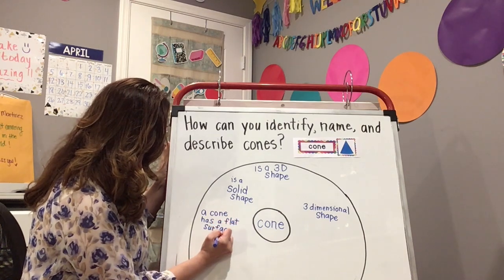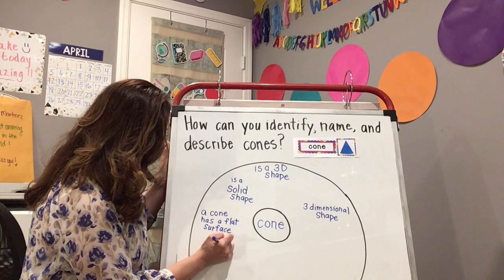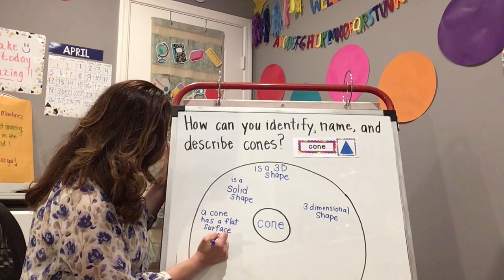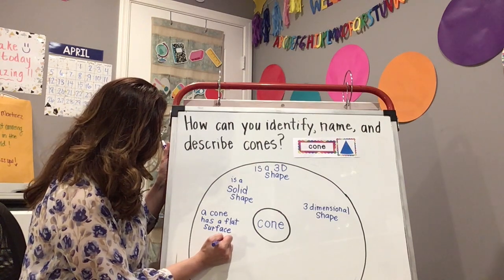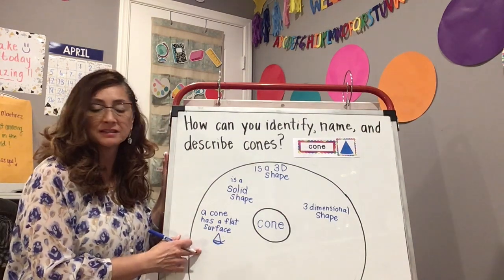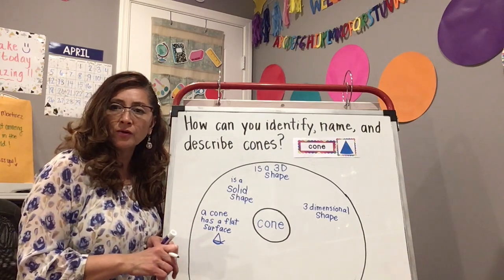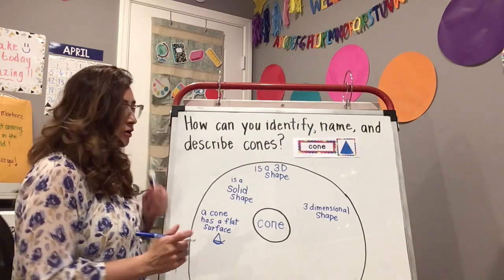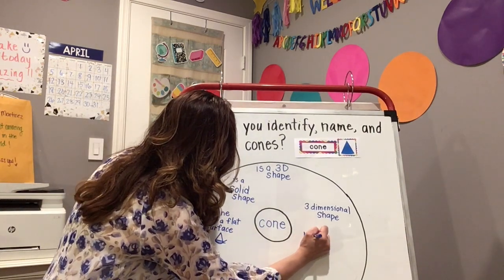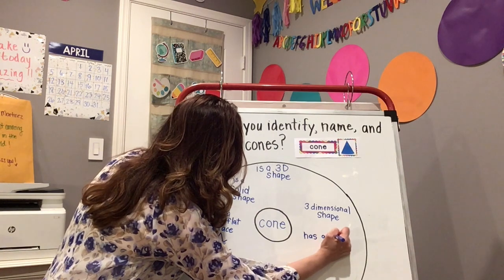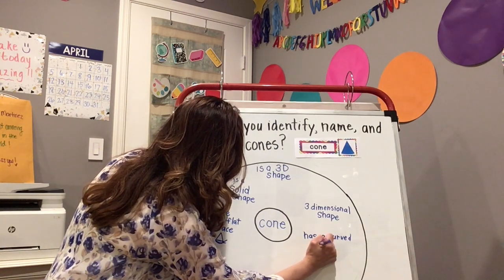And I'll draw it here, a cone. I'm going to draw a cone here. And a little arrow, so that we can see where the flat surface is. Good. What else do you know? That's right. A cone has a curved surface.